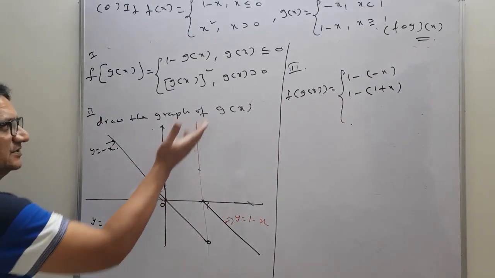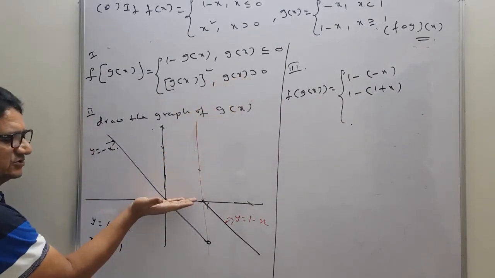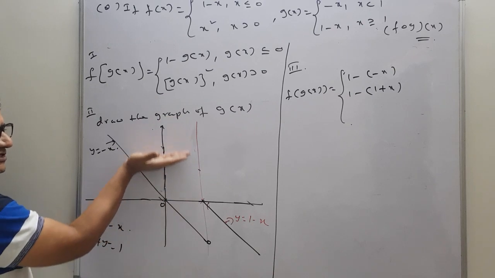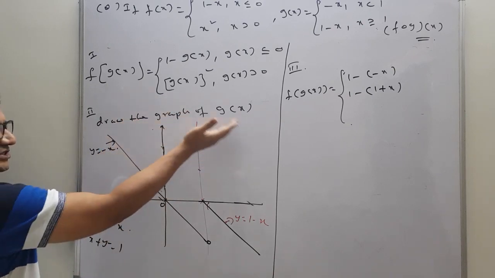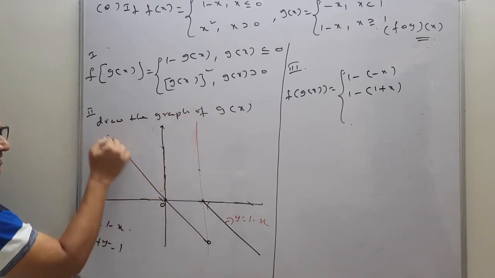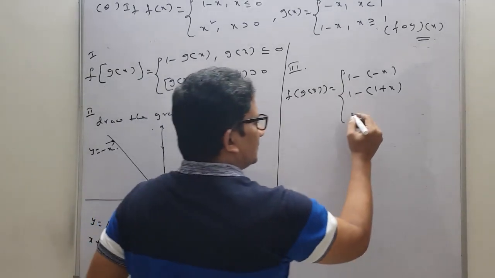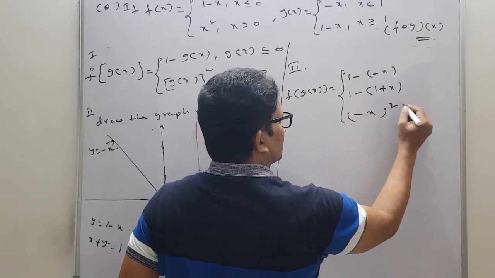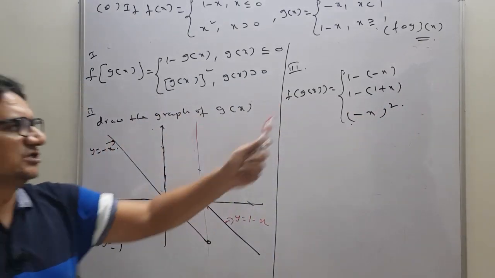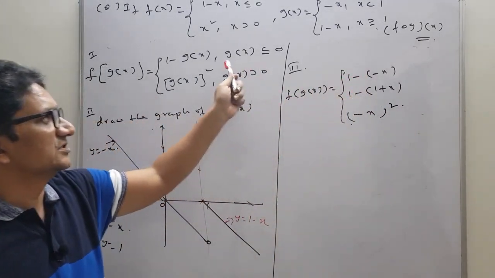So next, g of x is greater than 0. So upward. When g of x is greater than 0, in this entire portion we have only one line. What is that line? Minus x. That will keep here. Minus x whole square. Okay. So these two things we are getting from this reference.